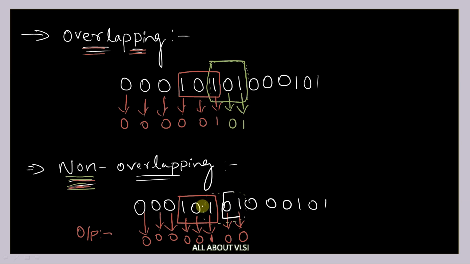But in the case of overlapping, your present sequence can overlap with the previous sequence that has been detected, like the green box you can see. So you can also consider the bit present in the previous detected sequence. This is the case of overlapping, and this is the case of non-overlapping.